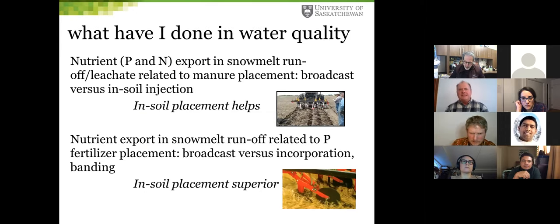What have I done recently in water quality? Well, looking at manure and fertilizer, one of the things is placement. So we compared broadcast versus in-soil placement. For manure, in-soil placement helps. For fertilizer, in-soil placement is certainly superior. So certainly some challenges there with manure and how we can best utilize it and minimize runoff issues.